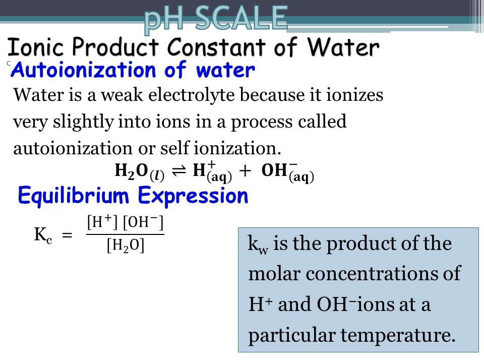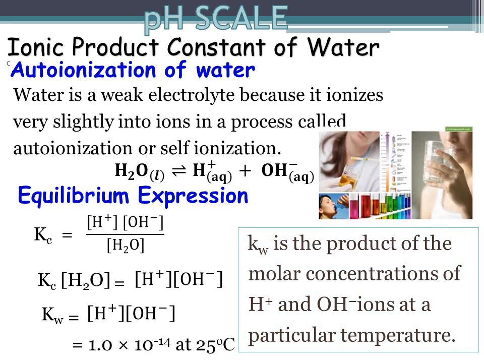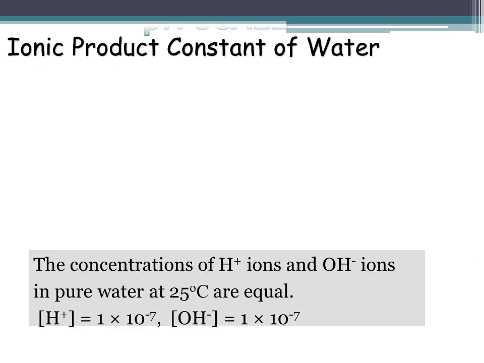So after writing the Kc expression, water is taken as a constant, so you take it to the side where the Kc expression already is, and you come across two constants, Kc and water. So you are introducing a new constant, which is Kw, the ionic product constant of water, which is the product of the molar concentrations of hydrogen ions and OH negative ions. The value for this is 1 into 10 raised to the power minus 14 at 25 degrees centigrade.